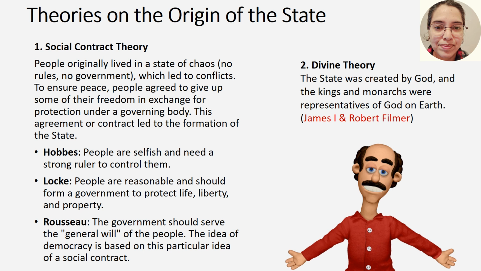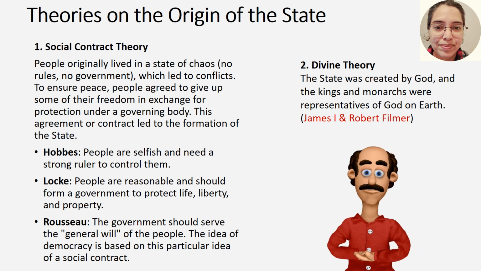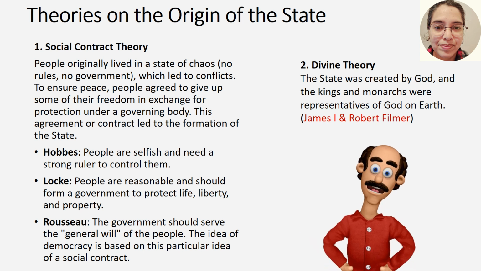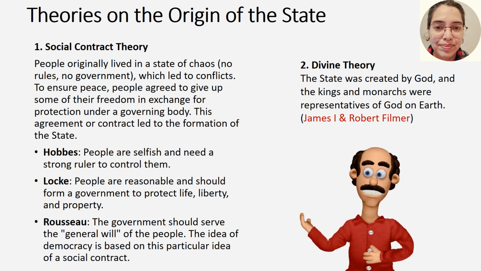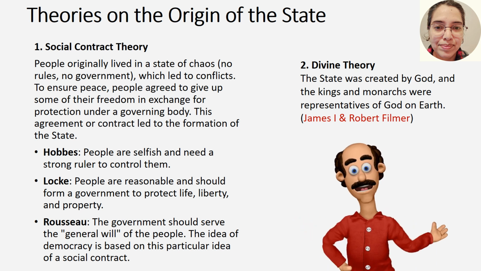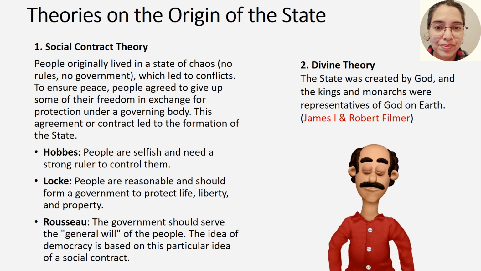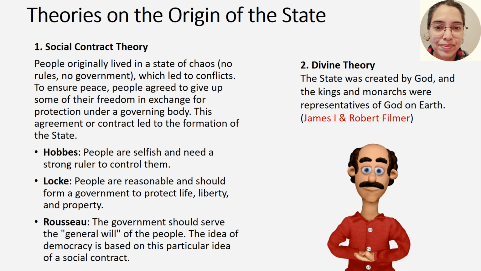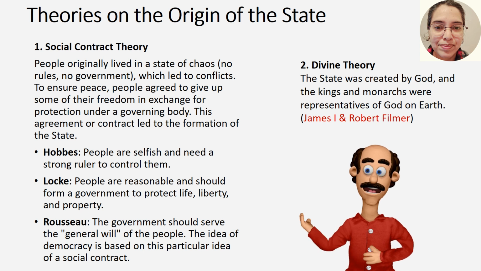Three philosophers have explained this theory in different ways. Hobbes believed that people are selfish and need a strong ruler to control them. Locke suggested that people are reasonable and should therefore form a government to protect life, liberty, and property. Rousseau argued that the government should serve the general will of the people. The idea of democracy is based on this particular idea of a social contract as argued by Rousseau. Thus people elect leaders and agree to follow laws for the benefit of society.